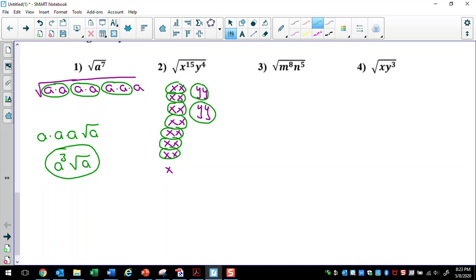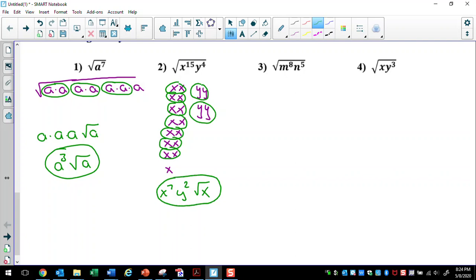So 7 pairs of x's. So I can just jump right to x to the 7th power. And that 7 represents how many pairs we have, and then y to the 2nd power. Again, I jump to how many pairs I have. So the exponents will tell me how many pairs we have. And then we had 1 x left over. So that's the long way.